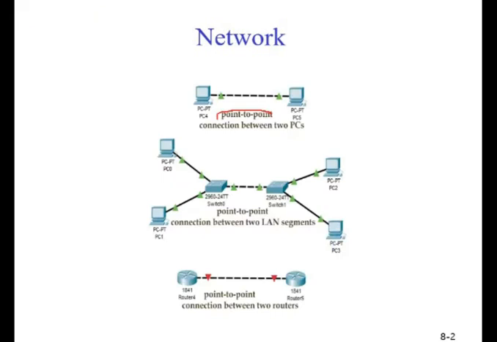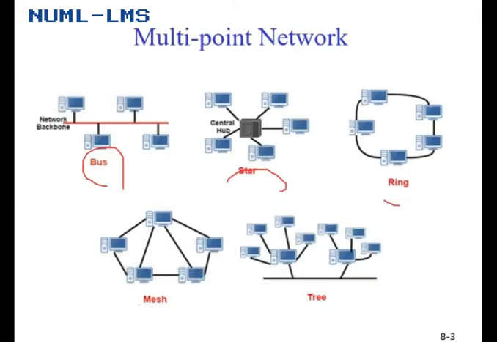Now in point-to-point we can see that 2 computers are connected together. This is point-to-point, or 2 LANs are connected using switches, or we have a point-to-point connection in which 2 routers are connected together. Whereas in multi-point networks, multiple computers are connected, in which we have multiple lines.